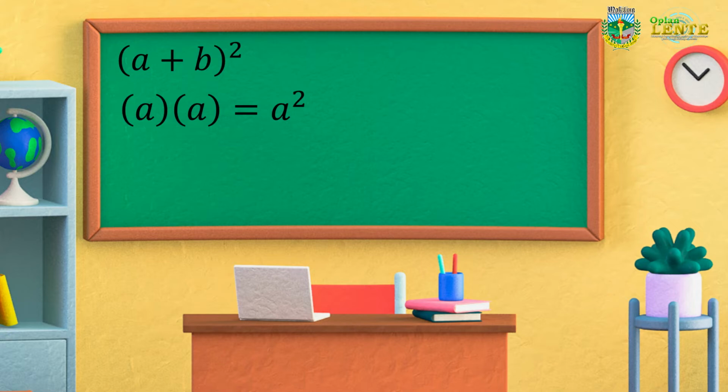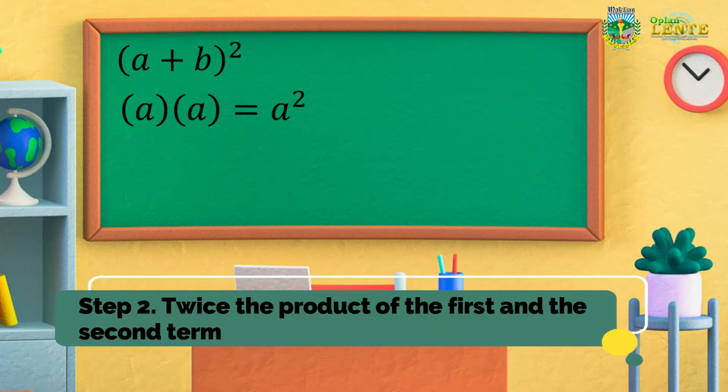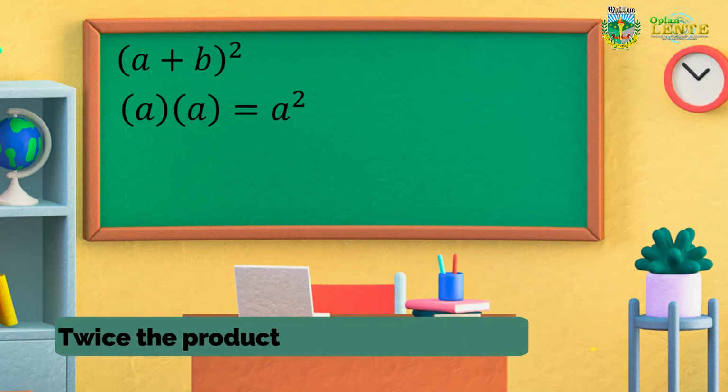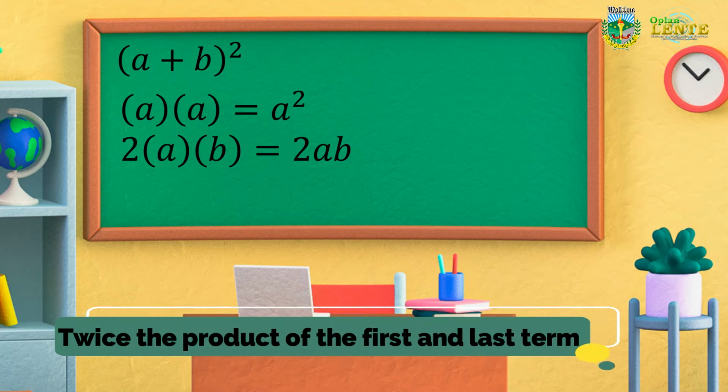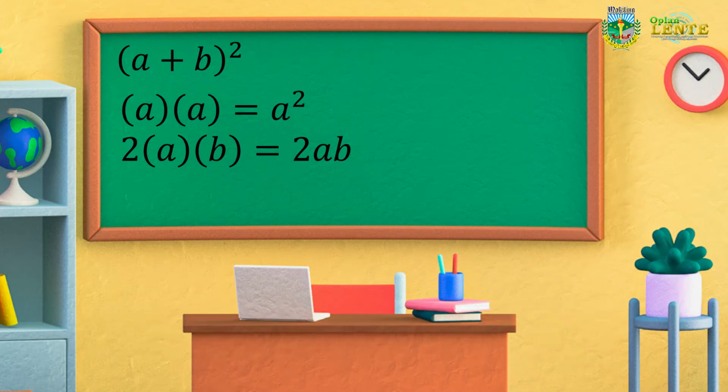Step 2. Twice the product of the first and the second term. Use the same operation sign as the one between the two terms. In step number 2, find 2 times the product of the first term a and the second term b. Now you have 2 times a times b, which is equal to 2ab.